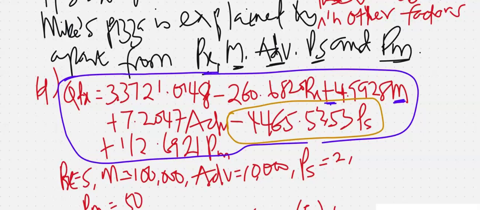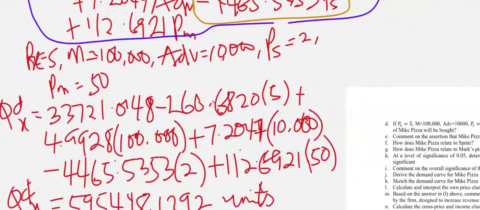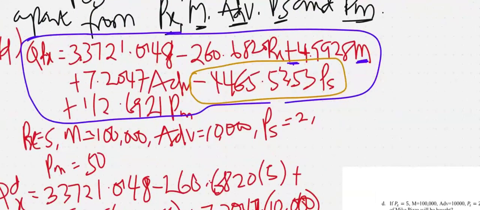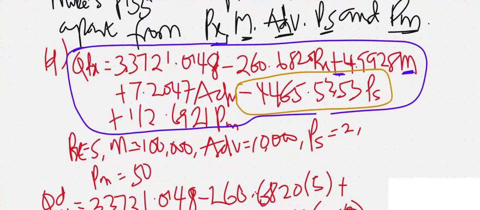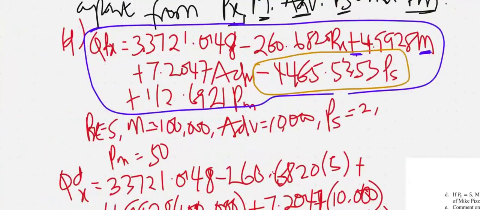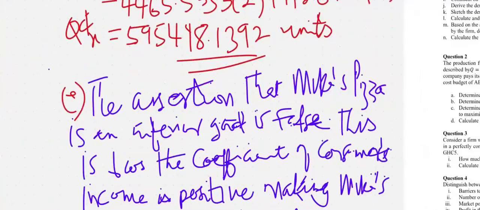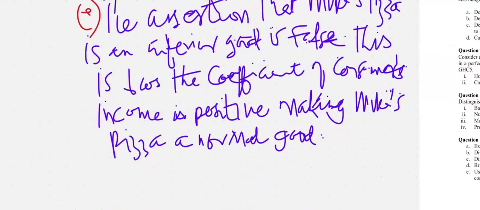Or the price of Sprite negatively relates to the demand for Mike's Pizza. The question says, how does Mike's Pizza relate to Sprite? So Sprite negatively relates to what? Mike's Pizza, making Mike's Pizza a complement. So that should be the F.